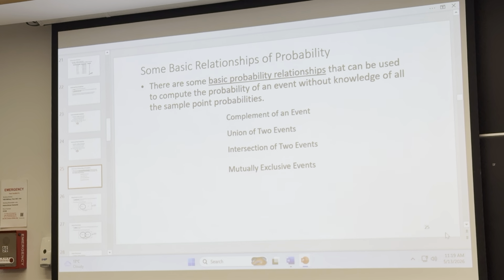Can you tell me, one event is toss a coin, get a head. What's the complement of that? Toss a coin, get tails. Okay, that's the complement. Total is 100%. So that's what I meant by complement.